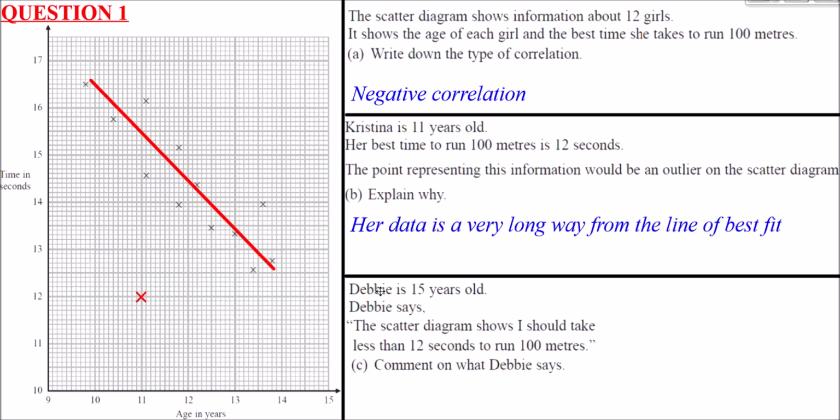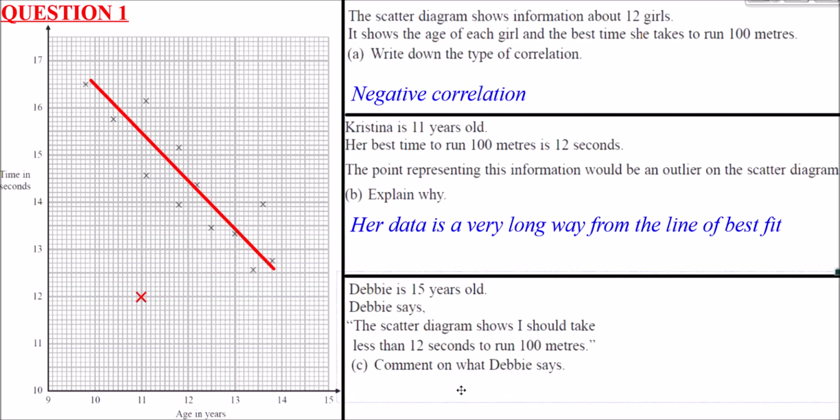Finally, we're told about Debbie. She's 15. It says a scattergram shows I should take less than 12 seconds to run 100 meters. Comment on what Debbie says. Well, 15 is here, and there's no data for 15-year-olds. We can't draw this line of best fit and extend it forever. Otherwise, we'd have 20-year-olds expecting to run 6 seconds for the 100 meters. So it's only valid for a certain range. So 15 is outside of the range of validity because we have no data for 15-year-olds.